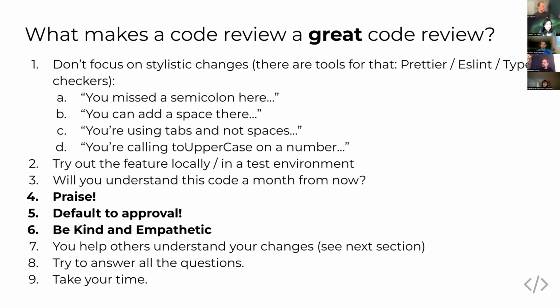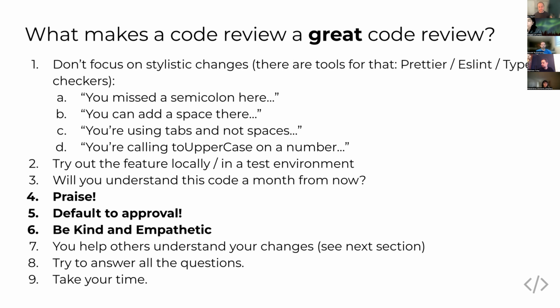Number 3, something to think about is, will you understand this code a month from now? What this means is you can get very clever. You can write something that seems really cool, but it can also be very cryptic. And a month from now, you'll be asking, what the heck does this do? What does this mean? So that's about sharing knowledge and sharing responsibility, making sure that code is clear and documented, so that when you revisit it down the road, everyone's on the same page.